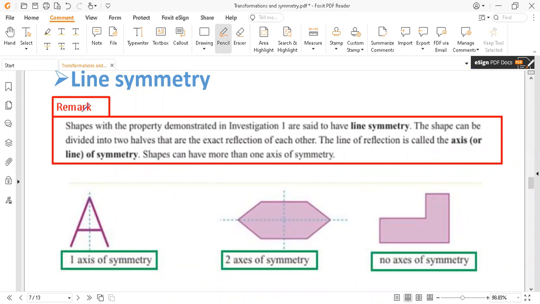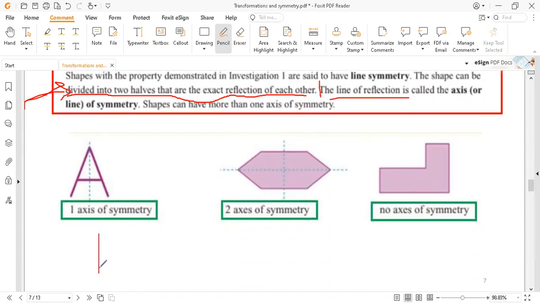So for example, the shape can be divided into 2 halves that are the exact reflection of each other. We should know that this line of division, this line where we fold it into halves, is called the reflection line.